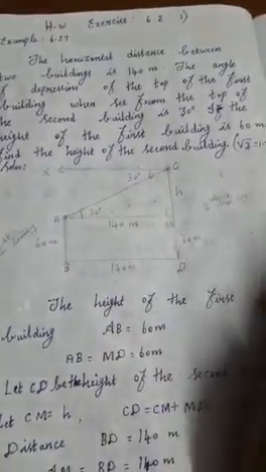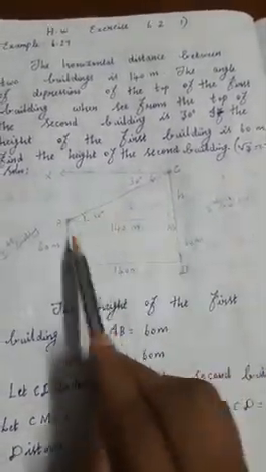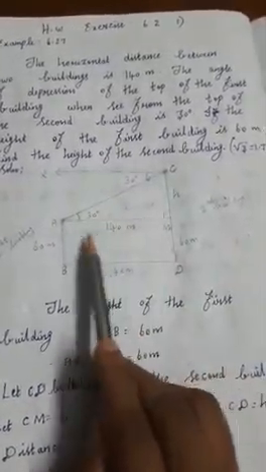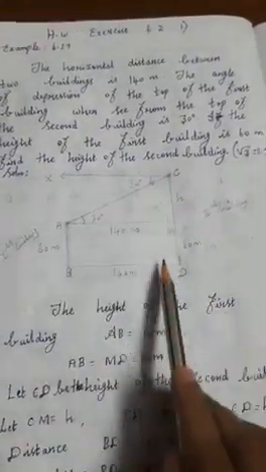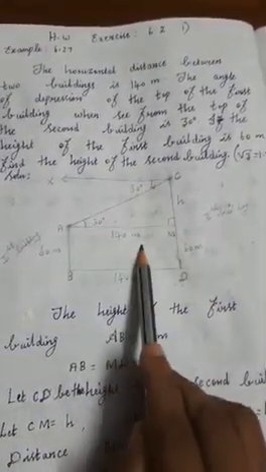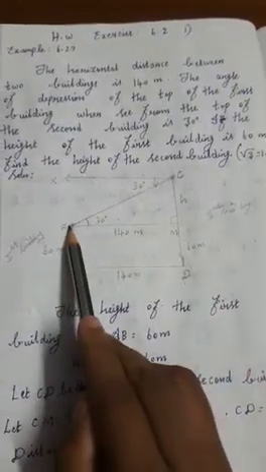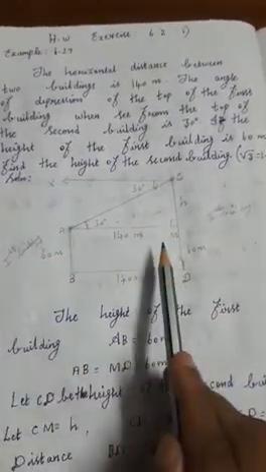Okay, so now see, after that, the distance between the two buildings they have given is 140 meters. The distance between this building and this building is 140 meters. And then the height of the first building they have given, that is 60 meters. Now we can see how to draw the diagram. So now see, this is the first building. Its height they have given, 60 meters.